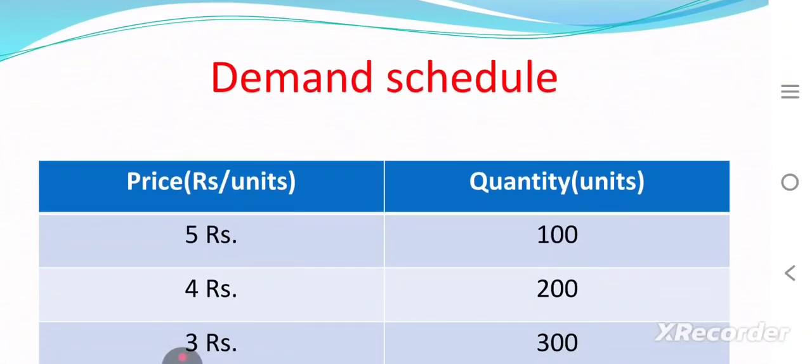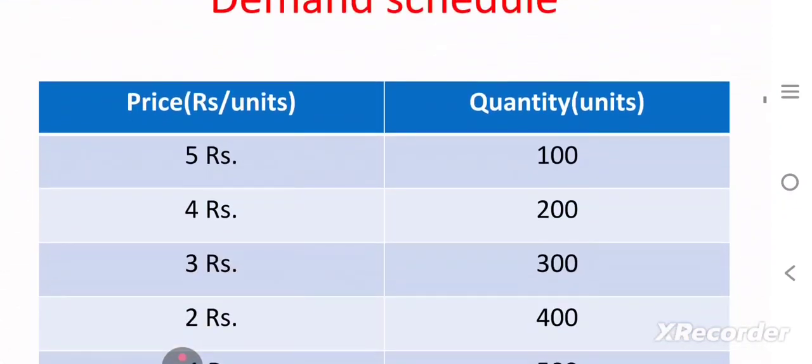Now let us see the tabular column. The tabular column is known as the demand schedule. We know that. Now let us see the table. See, if the price is 5 rupees, the quantity is 100 units. If the price is 4 rupees, the quantity has increased.